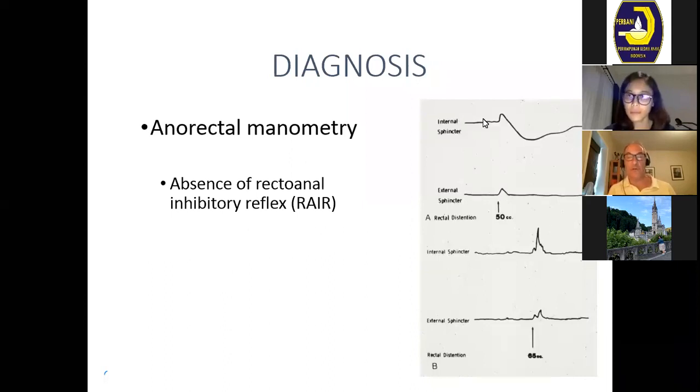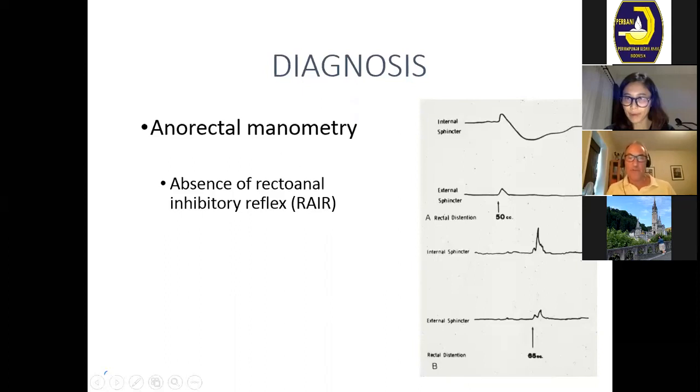And this is the normal reflex. So this is the balloon, this is the sphincter. When you blow up the balloon, you see a reflex relaxation of the sphincter. And that's normal. In children with Hirschsprung's disease, you blow up the balloon and you don't see that relaxation response. In fact, sometimes you see a bit of an increase in sphincter pressure.